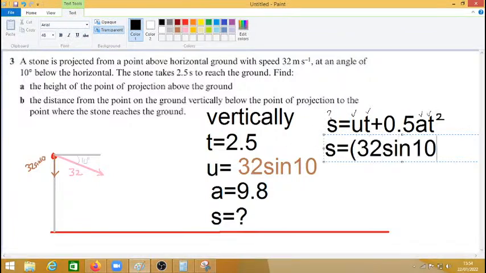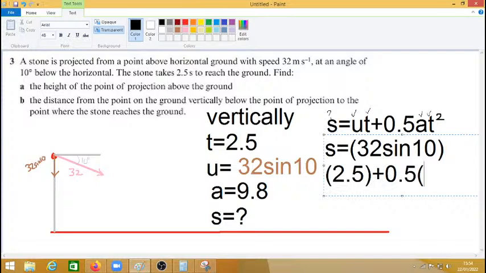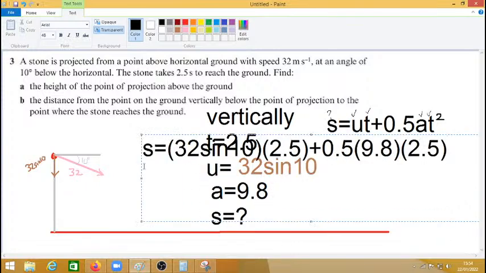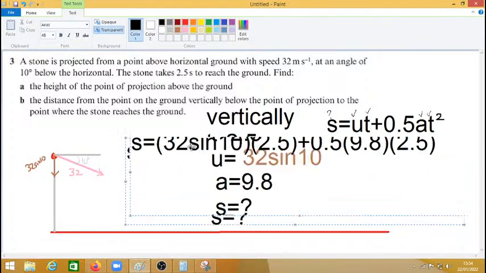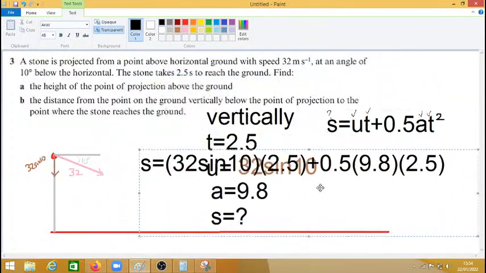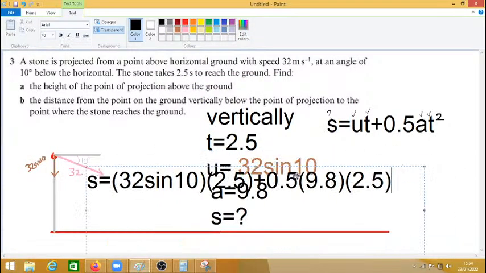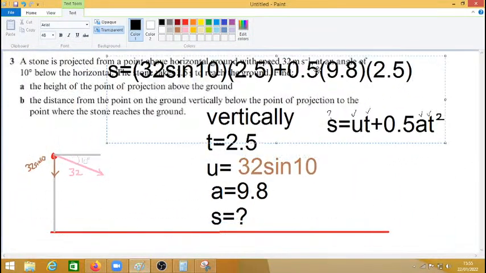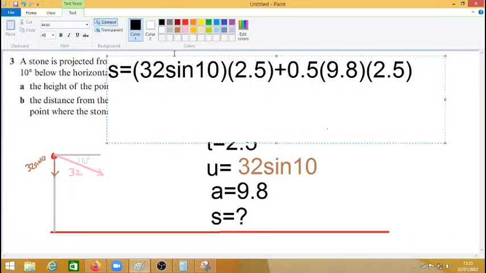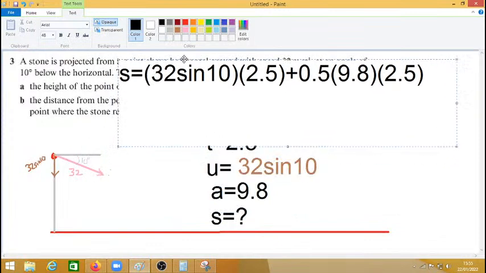So u is 32 sine 10 times the time, which is 2.5, plus 0.5 times acceleration of 9.8 times the time of 2.5, but this time it gets squared at the end. Okay, I don't have enough space to put that in. Okay, so there's what you need to type into the calculator.